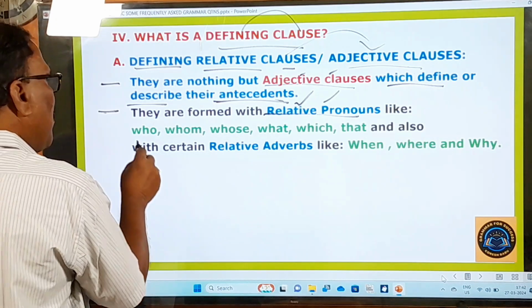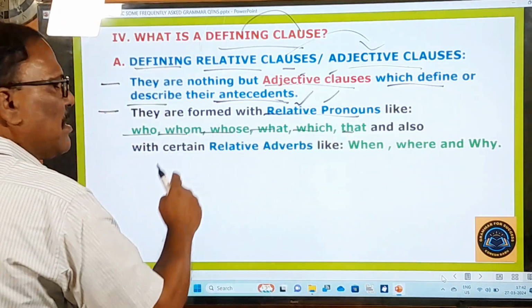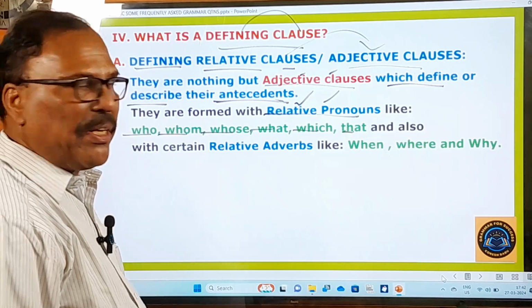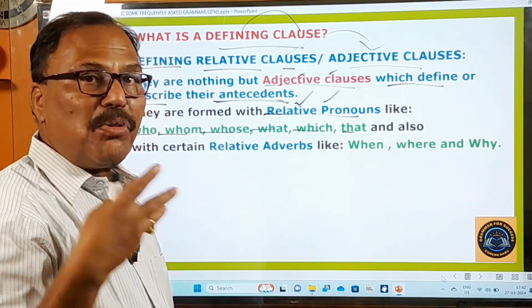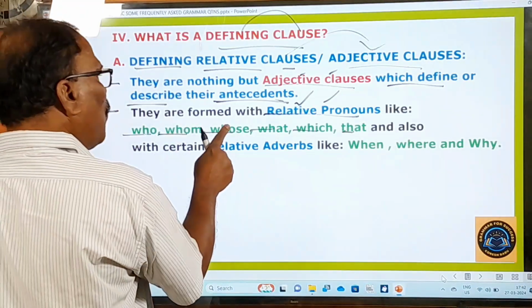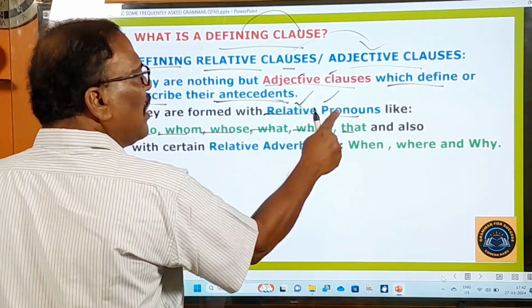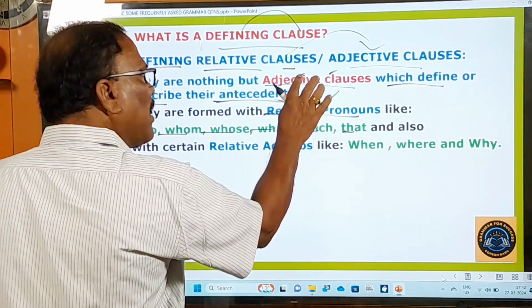What are those relative pronouns? Who, whom, whose, what, which, that. Please keep these relative pronouns in your mind, because on this particular aspect also the examiner is posing some questions in the examination. So who, whom, whose, what, which, that, these are all relative pronouns, and they form adjective clauses.